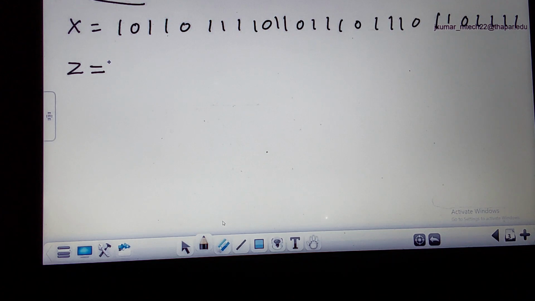1011. What is the output of this pattern detector? Once you detect one, have you completely detected the pattern? No, right? How many bits do I have? 4 bits. So this is the output for non-overlapping, if I'm right about non-overlapping.